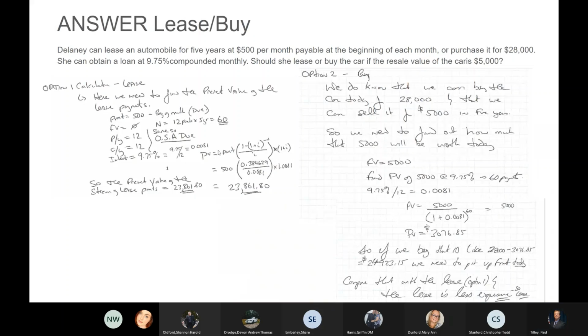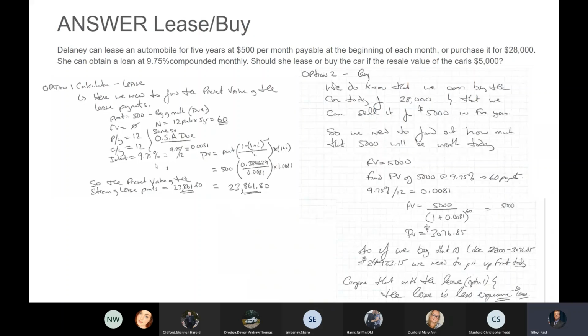We know that this is the annuity due formula, so we can throw the numbers in, and we will get a present value of $23,861.80. So that's how much it's going to cost us to lease the car. Okay, effectively, that's the lease.